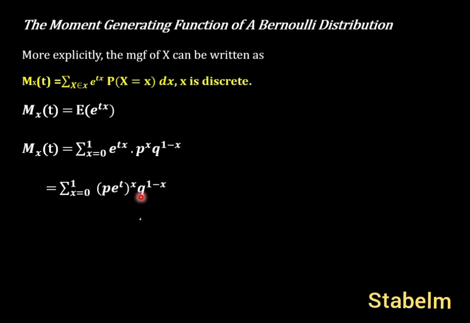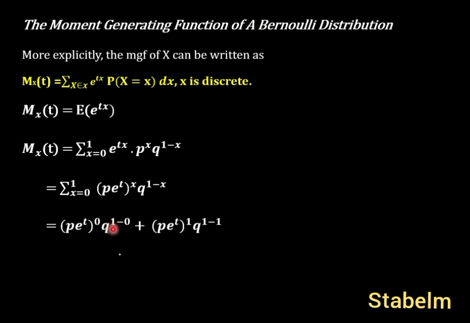What have we done here? This is exponential tx and we have p raised to the power x. So we have a common power here, which is x. So we join these two together, that is p exponential t into bracket, with the common power x outside, then q raised to the power 1 minus x. Now we can substitute the values of x, that is 0 and 1, into this equation. Therefore we have p exponential t raised to the power 0, q raised to the power 1 minus 0, plus p exponential t raised to the power 1, q raised to the power 1 minus 1.